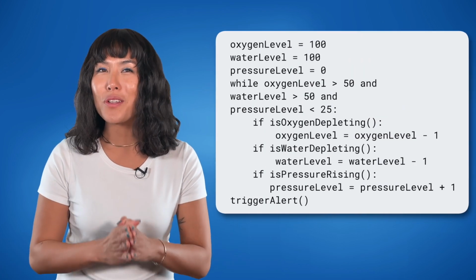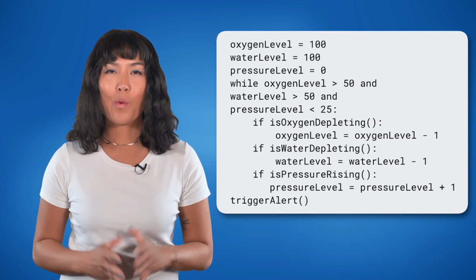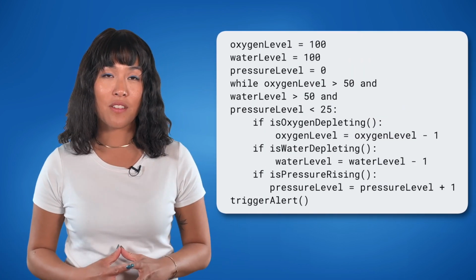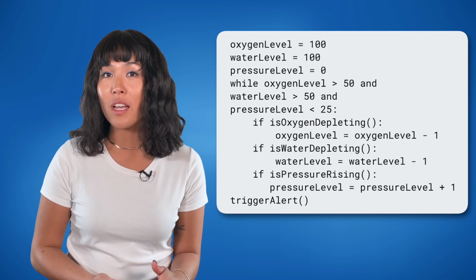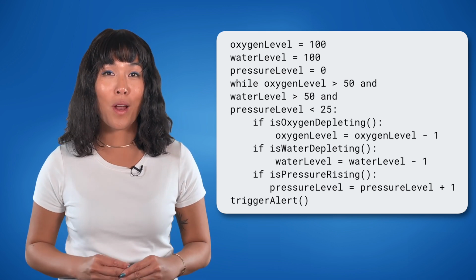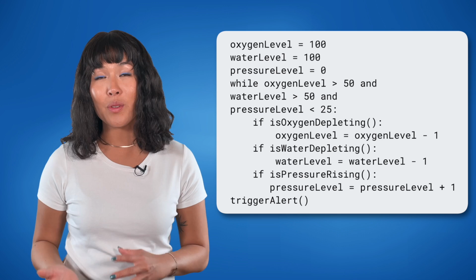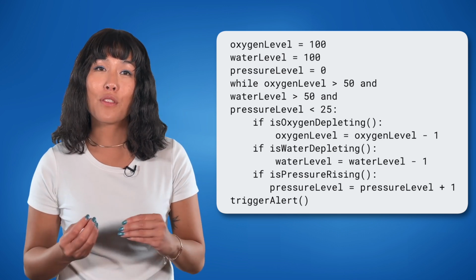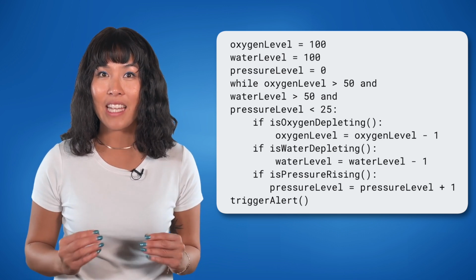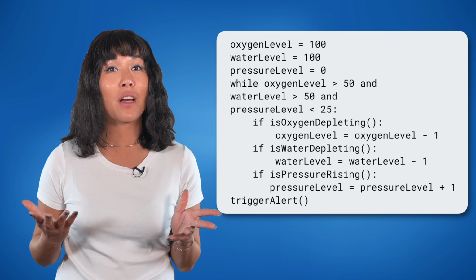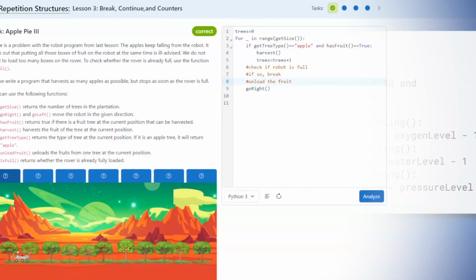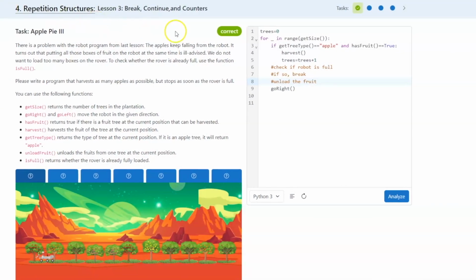Wonderful! Here is what your code should look like. We now include an additional condition which checks that the pressure level variable is less than 25. We also include an if statement that checks if the pressure is rising, and if so, we increase our pressure level variable by 1.